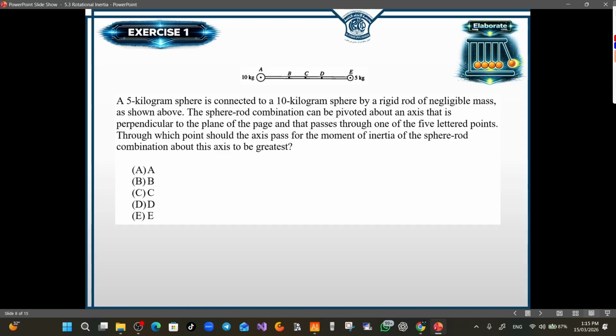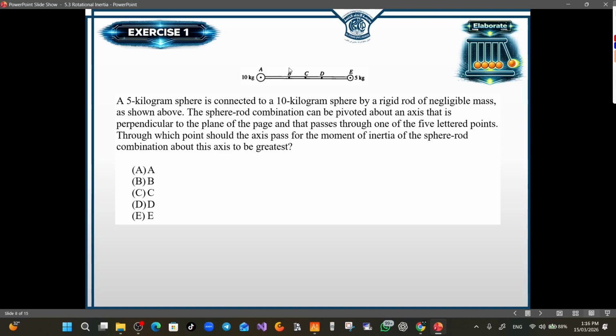So let's solve this question. Exercise 1. A 5 kilogram sphere is connected to a 10 kilogram sphere by a rigid rod of negligible mass. So from now on, whenever we have negligible mass, or whenever the mass is neglected, then we can ignore the moment of inertia of the negligible mass. So for example here, since the rod has negligible mass, it has no moment of inertia. Only the objects with mass will have a moment of inertia. So in this case, the 5 kilogram sphere will have a moment of inertia as well as the 10 kilogram sphere.